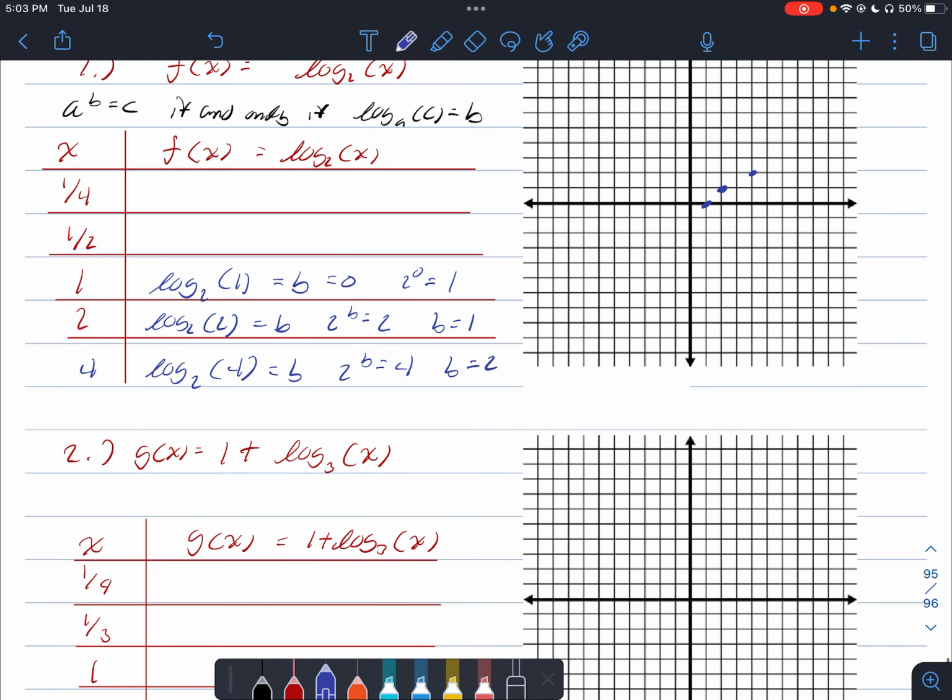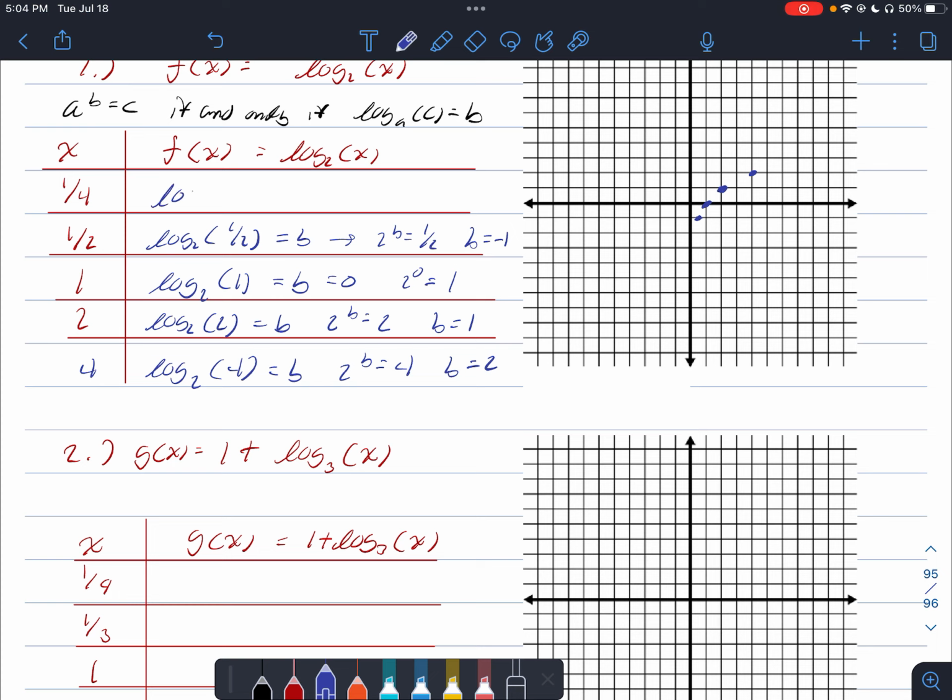Let's try 1/2. So here we have log base 2 of 1/2 being equal to b. Okay, this means that 2 to the b is equal to 1/2. So here, b must be -1. So 2 to the -1 is equal to 1 over 2 to the 1, or just 1 over 2. So at x equals 1/2, we have that b is equal to -1, or f of x is equal to -1.